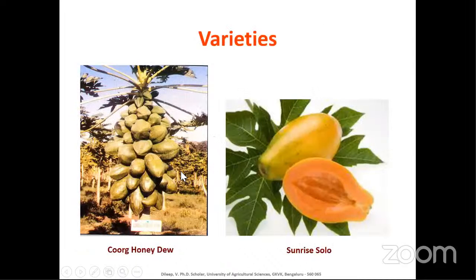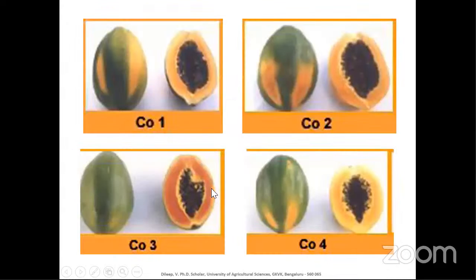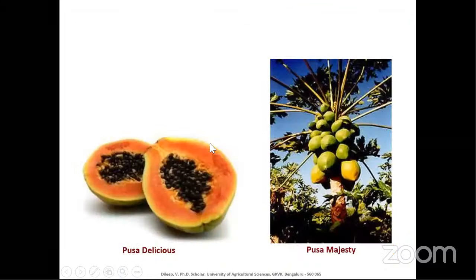So these are the varieties: Coorg Honeydew, also Sunrise Solo. Coorg Honeydew was developed at IIHR Chettali farm, that is in Coorg, and these are the Coimbatore, that is TNAU, varieties or hybrids. And this is Pusa Delicious and Pusa Majesty.